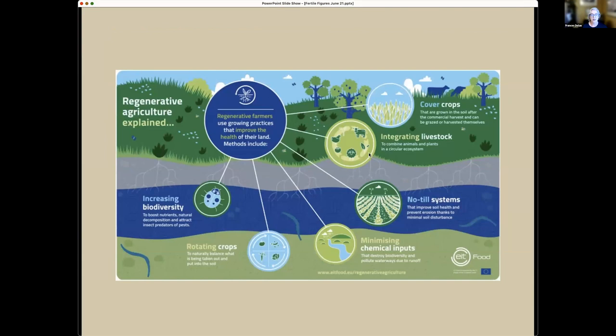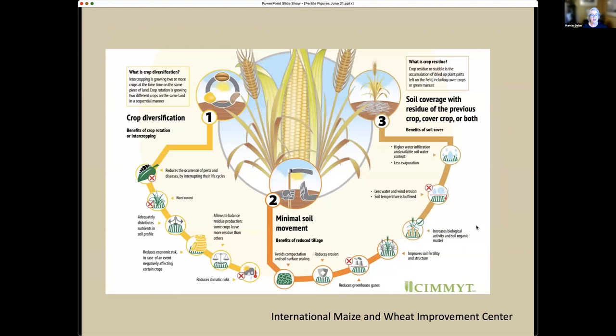I just want to point out in this one, no-till systems. And in this one, the talk to the hand to the tiller. So even these simplifications emphasize what one shouldn't do as much as what one should.